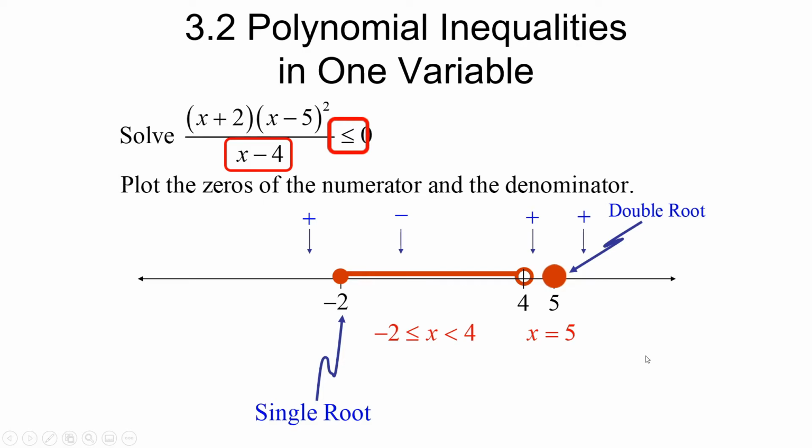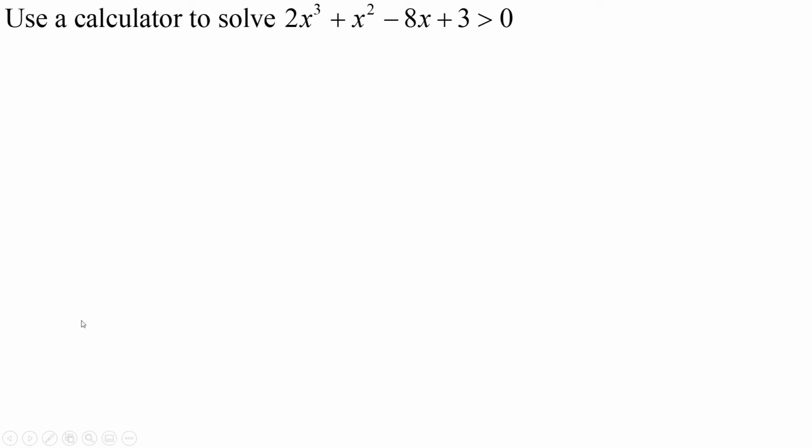All right. Use a calculator to solve 2x to the third plus x squared minus 8x plus 3 is greater than 0. Now this is a cubic with 4 terms, so sometimes we can solve this with grouping, but that's not going to happen here. We might even do the rational root theorem, but if I remember right, this only has one rational root, so grouping or the rational root theorem won't give me everything I need. I'm going to have some irrational roots, so I'm going to use a calculator. You might try grouping or rational roots, but neither will work here.